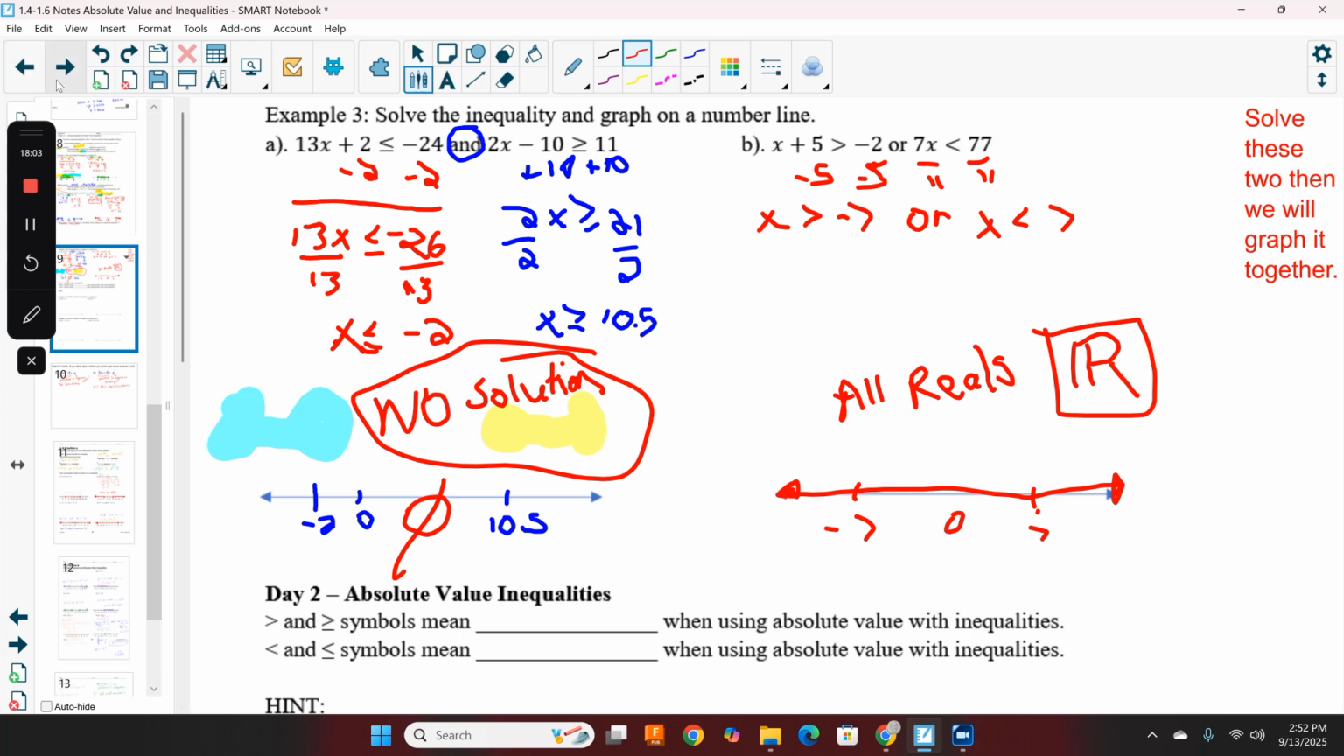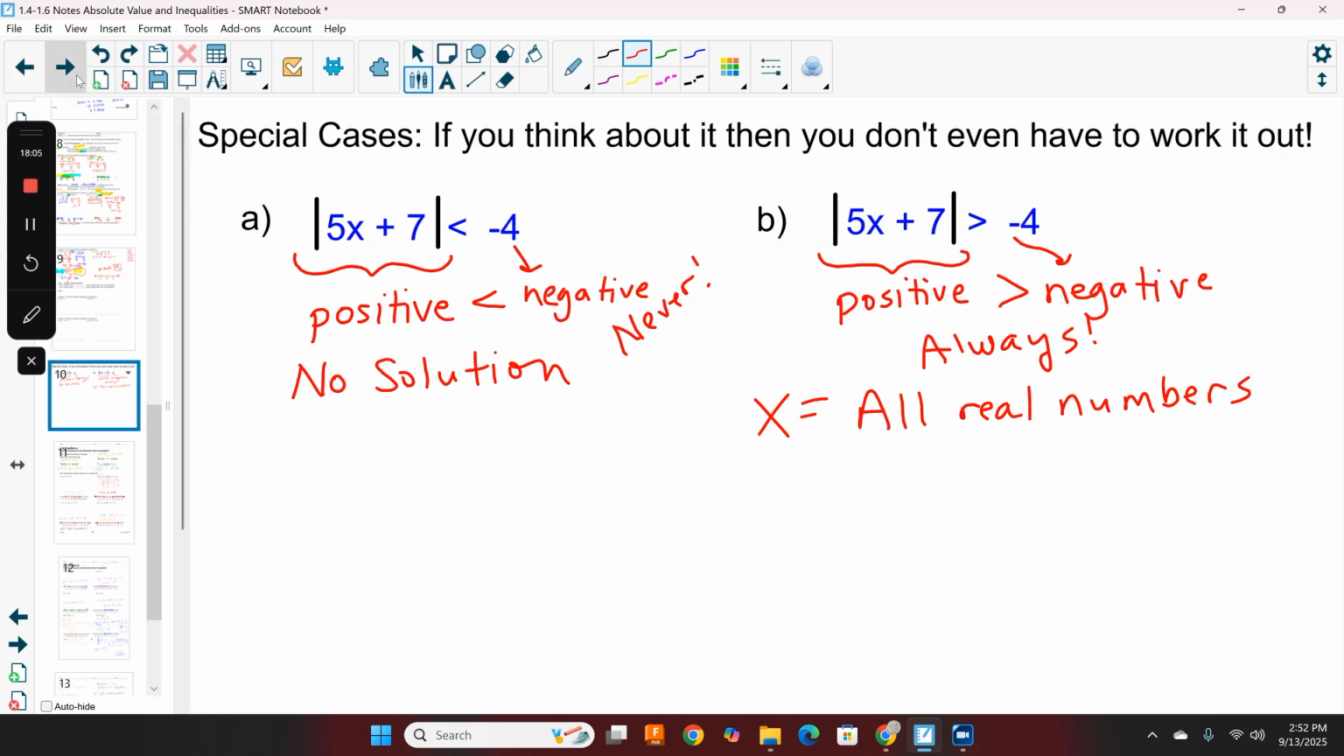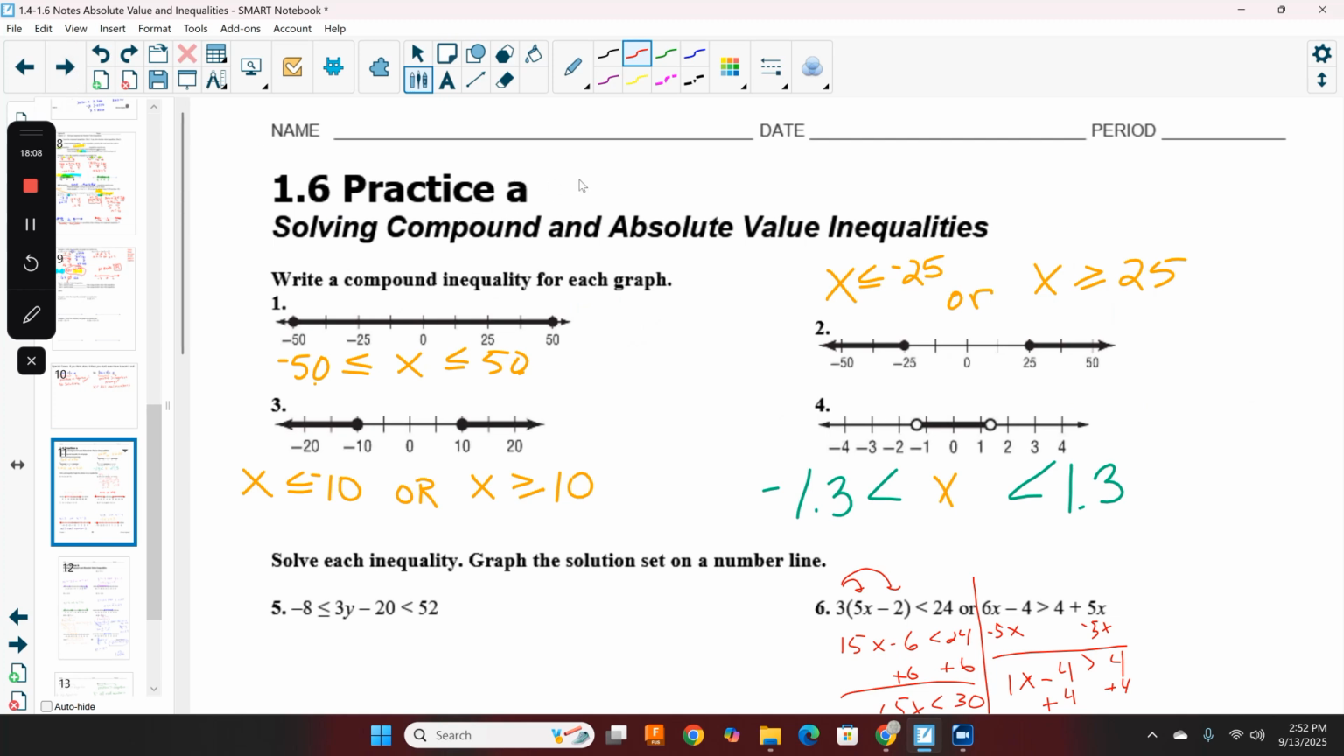Okay, for the homework assignment, we have 1.6 practice A.